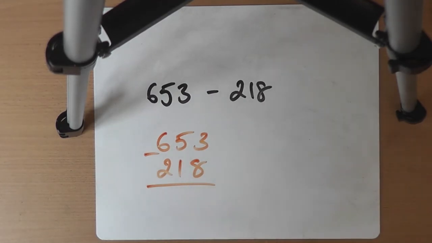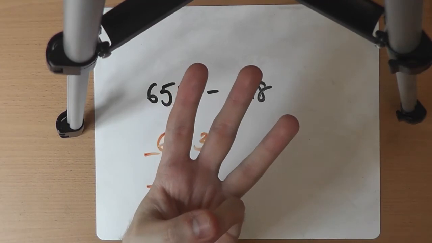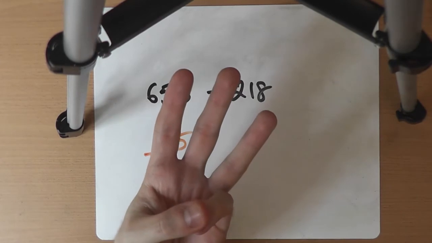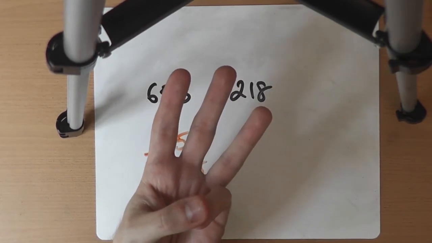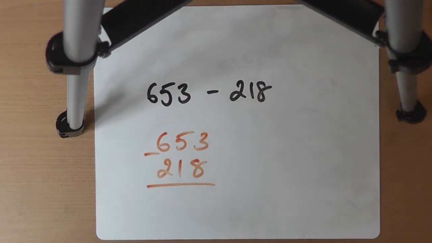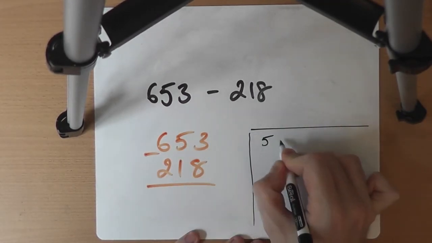So we're going to start with the smallest value column, which is the units. We've got 3 units, take away 8 units, and immediately we've got a problem, because if I've got 3 and I'm trying to take away 8 of those, we can't do that. The problem is that we haven't got enough units to take the 8 away. And if the problem is that we haven't got enough, the solution must be to get more. Now, where am I going to get those more from? Well, there's a couple of places I could look, but realistically the most sensible place to look would be the next column up. As we currently have 5 tens and 3 units.